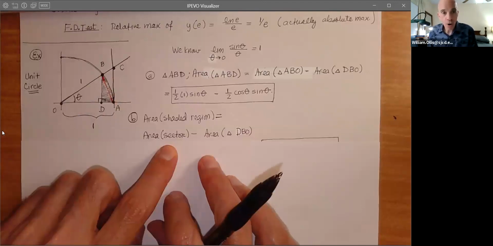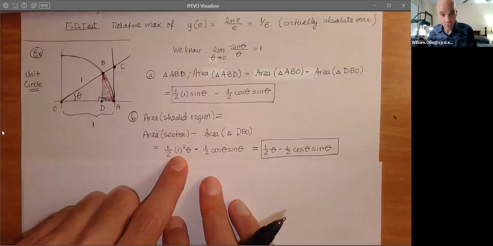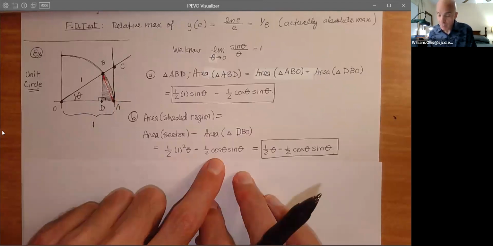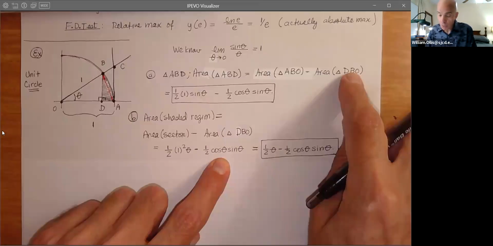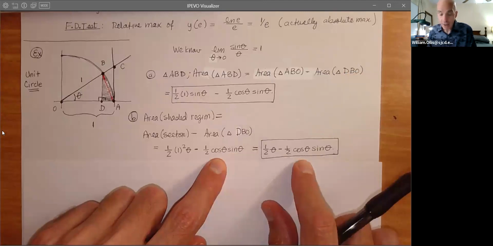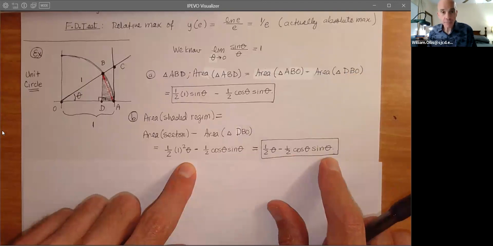So we have area of a sector. Well, that's 1/2 r squared theta. Well, r is 1, so we just get 1/2 times 1 squared theta. That's simple enough. And then, of course, the area of DBO we just did up here. That's 1/2 cosine theta sine theta. So when we write this out, we get 1/2 theta minus 1/2 cosine theta sine theta.